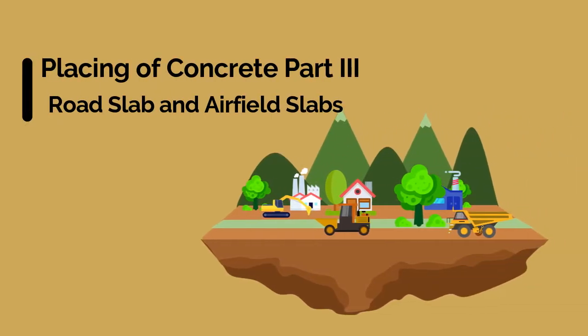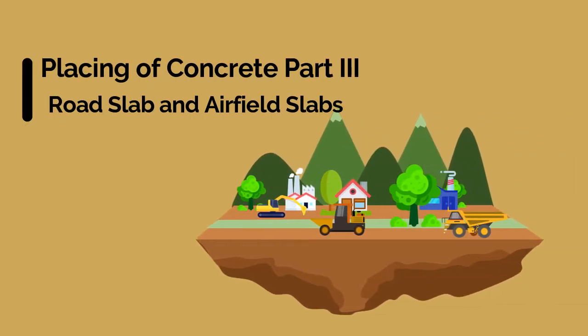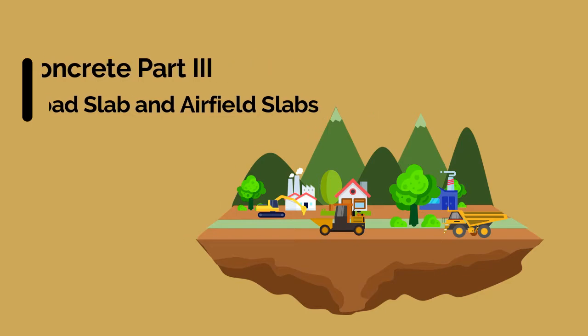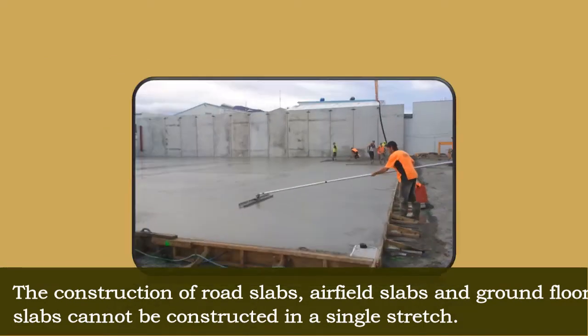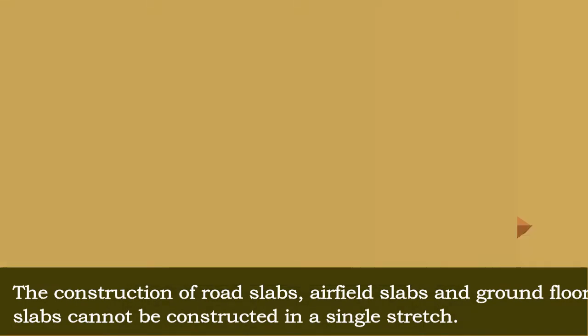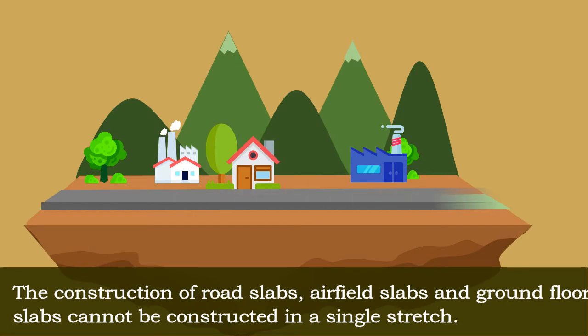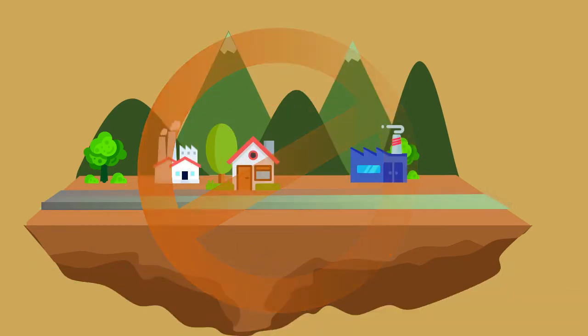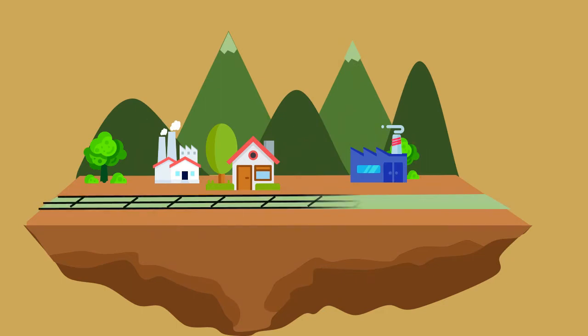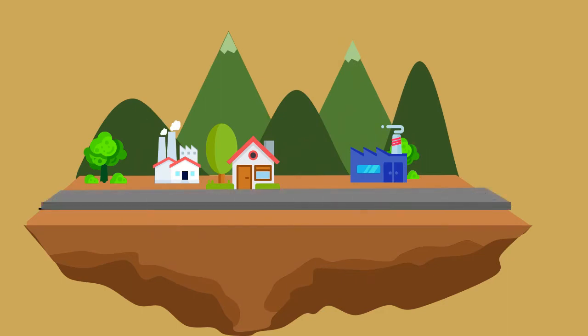Placing of concrete Part 3. Placing of concrete in road slab and airfield slabs. The construction of road slabs, airfield slabs and ground floor slabs cannot be constructed in a single stretch. So, the concrete is generally placed in bays in these types of places.